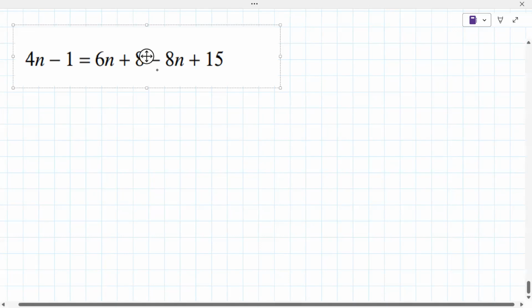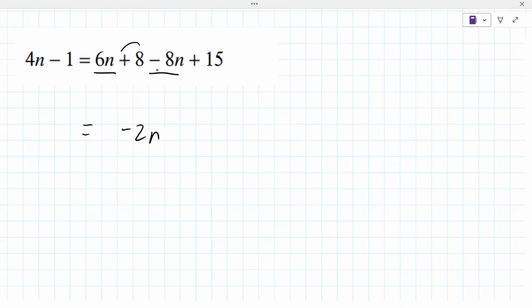Okay, so on the right side, you have to combine 6n and minus 8n. What does that become? Negative 2n. Negative 2n, and then you got 8 and 15. Yeah, so then you get 23. All right, so you've got to move from the smaller to the larger.